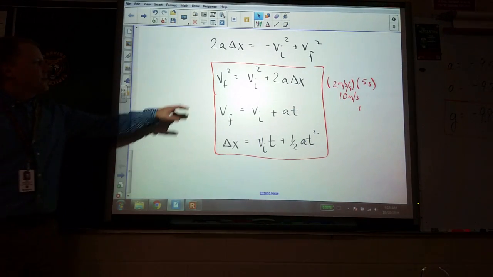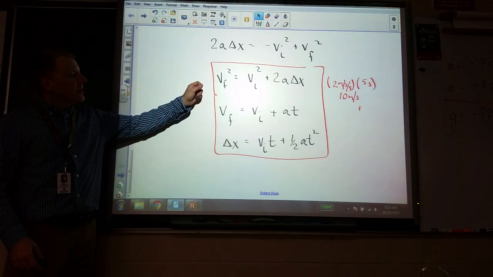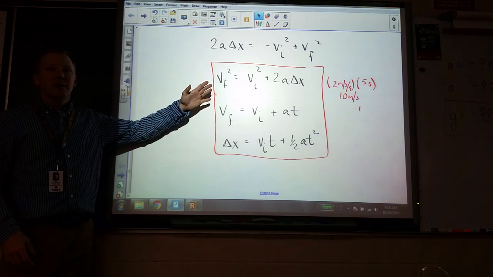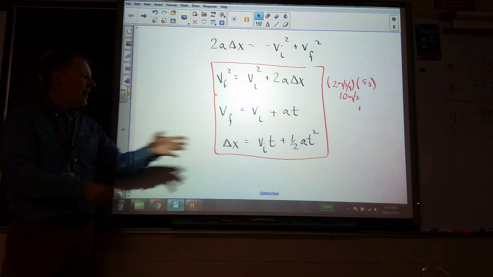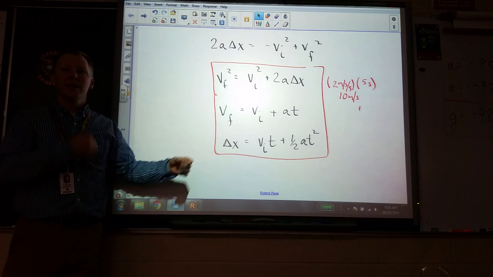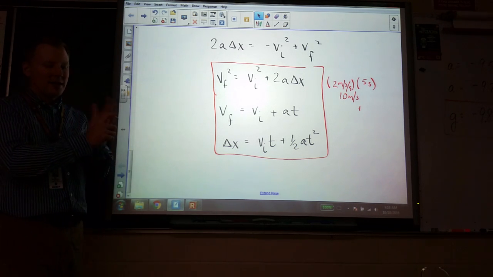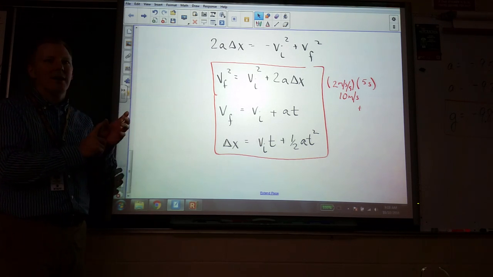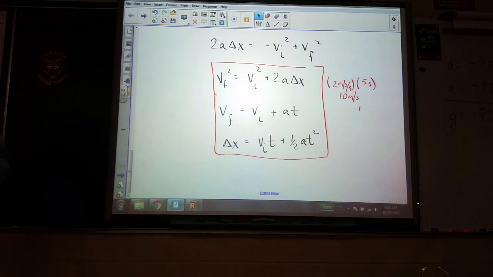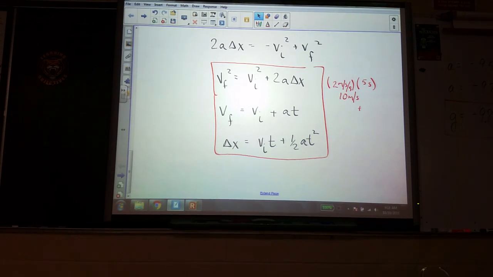We're going to practice these. Keep in mind, we're only using 5 terms. The delta x, this could be in any dimension, but it means how far does it go in a straight line. The initial velocity, the final velocity, the acceleration, and the time. And through combining these in different ways, it makes it easier to solve certain types of problems.